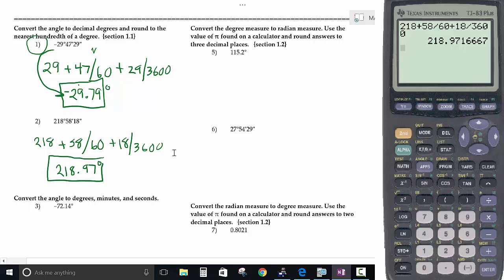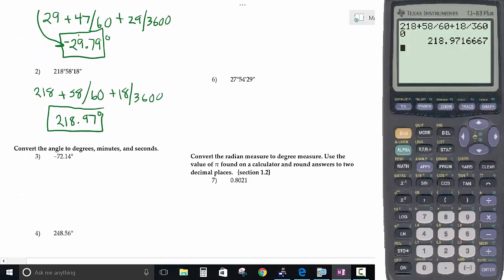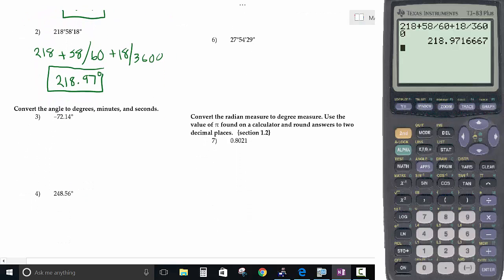Now, if you want to look at the next situation, moving up to this number 3, there's two ways that you can do this number 3. So one thing on this one, what you're doing is, first of all, the answer is going to have negative 72 degrees. But then when you're dealing with the .14, you're doing backwards of what we just got through doing.